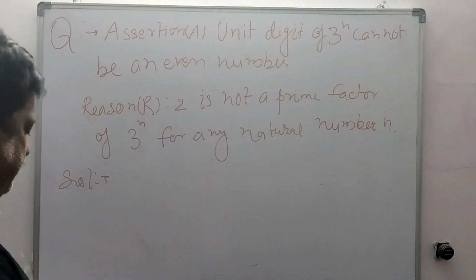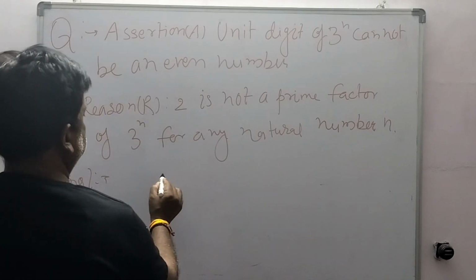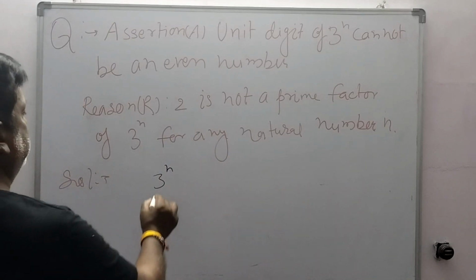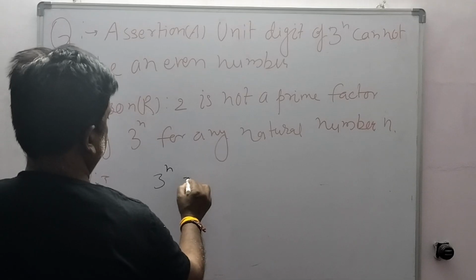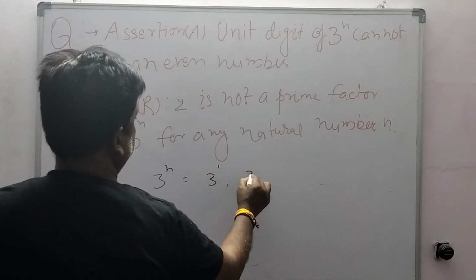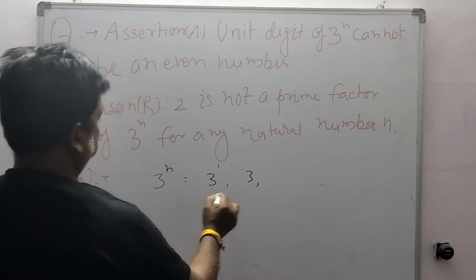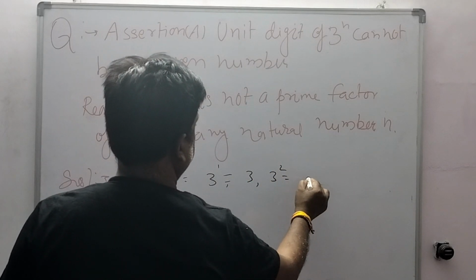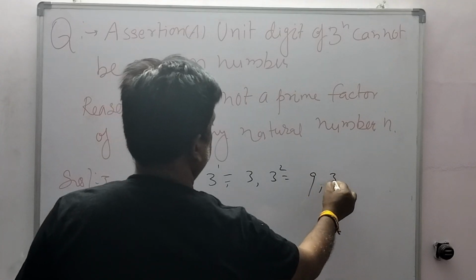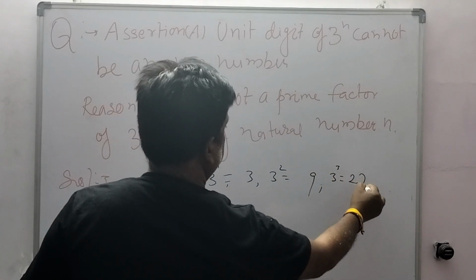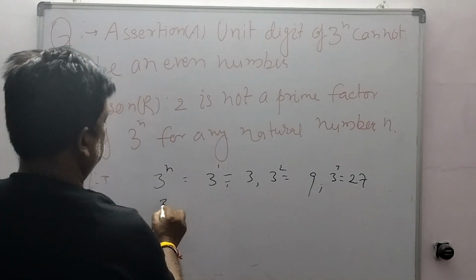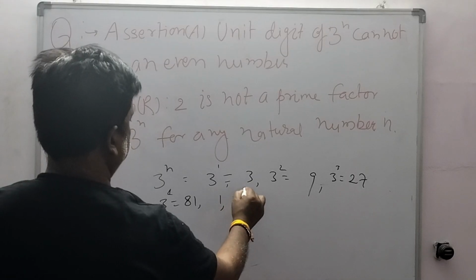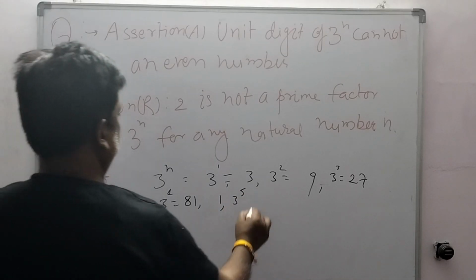But here the question is about the unit digit of 3 to the power n. We have to find the unit digit. Suppose 3 to the power 1, unit digit is 3. 3 to the power 2 is 9, unit digit 9. 3 to the power 3 is 27, unit digit 7. 3 to the power 4 is 81, unit digit is 1. 3 to the power 5 is 243.